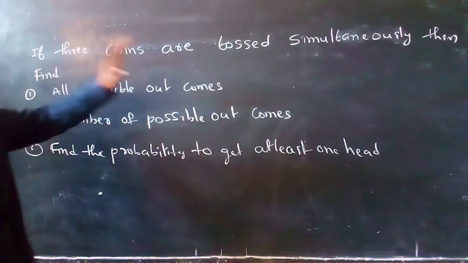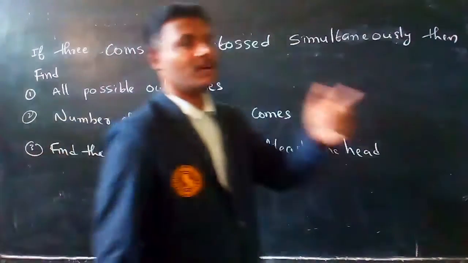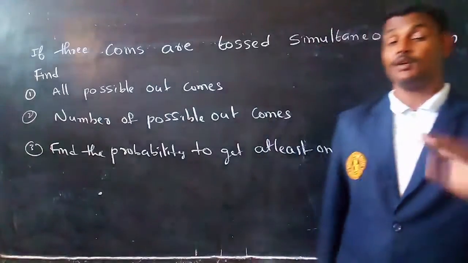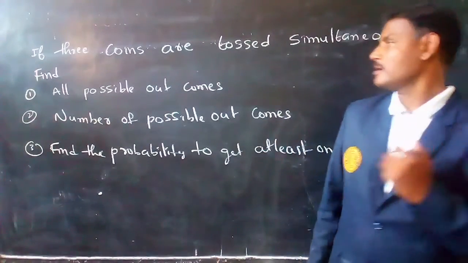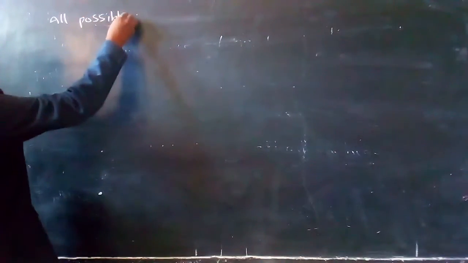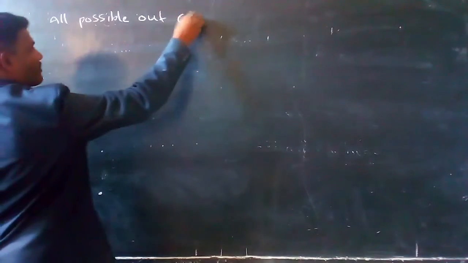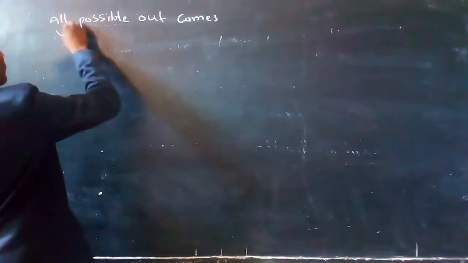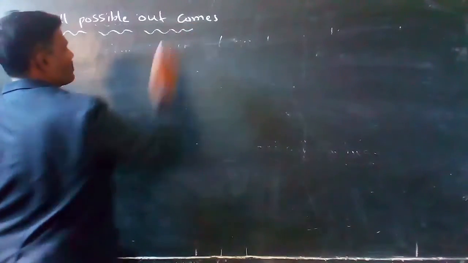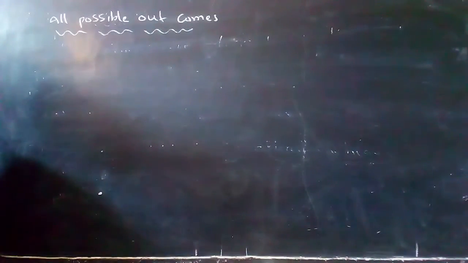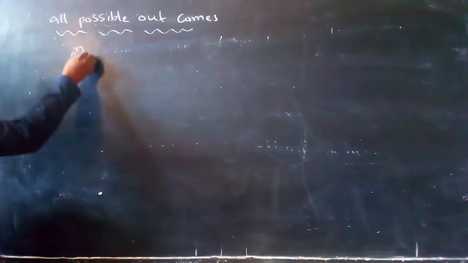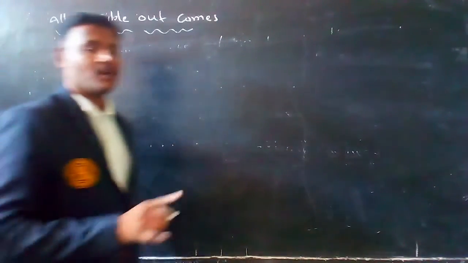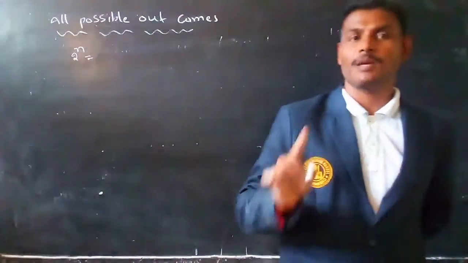Coins are tossed simultaneously, then find the probability of falling. What is the question? If three coins are tossed simultaneously, find the probability of falling. What is the first question? All possible outcomes. We have one formula to find all possible outcomes. What is the formula? That is 2 power n, to find the total possible outcomes when three coins are tossed simultaneously.